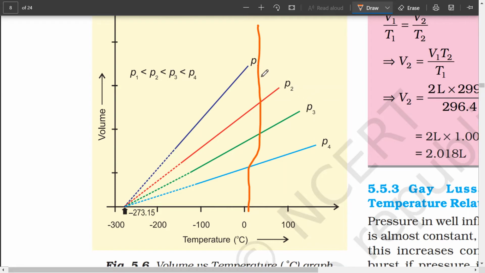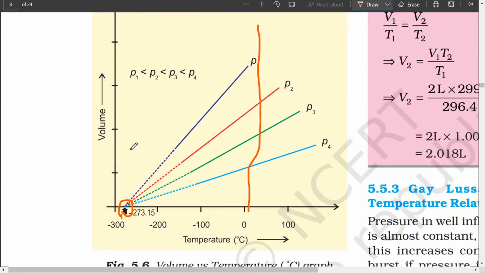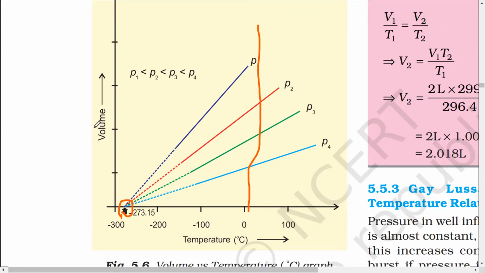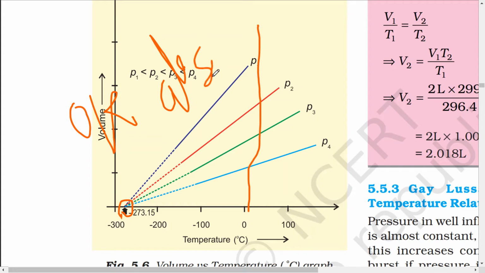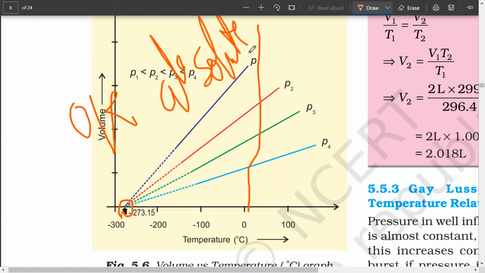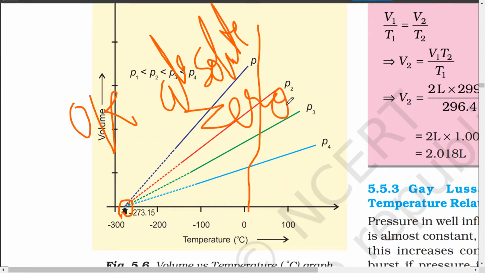Now if you take these lines backward, then they will meet at this point. The reason for meeting at this point is absolute zero. Minus 273 degrees Celsius or 0 Kelvin is also called absolute zero. Here the molecular movement, intermolecular movement and forces all cease. There's no movement in gases, right?